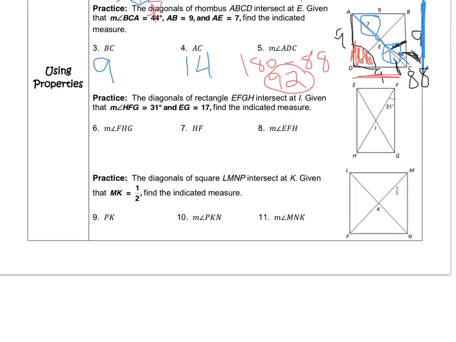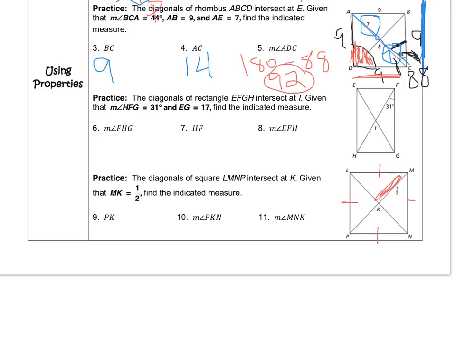Okay, so now let's go to this bottom one. We'll work some of it together and some of it on your own. But we have a square now. It says the diagonals of the square LMNP intersect at K, given that MK is half the indicated measure. They tell you that MK equals 1/2. Again, just remember something about a square. The square has 4 congruent sides. It also has 4 right angles. And the diagonals are perpendicular when they intersect. And the diagonals are congruent.